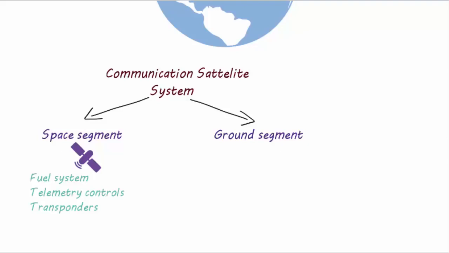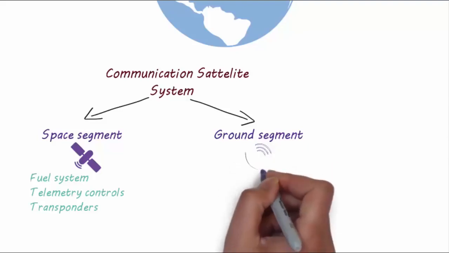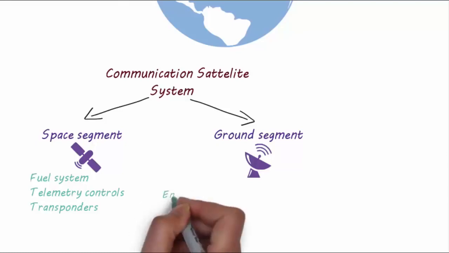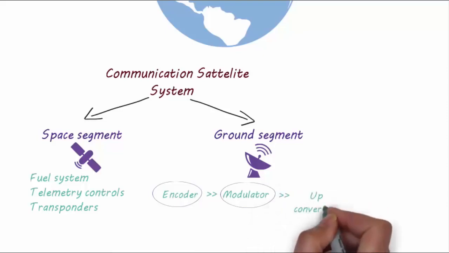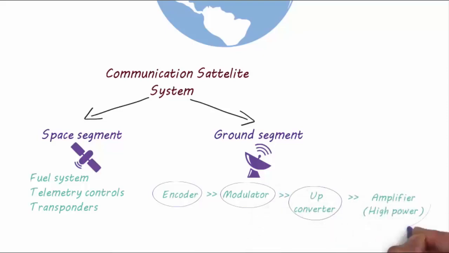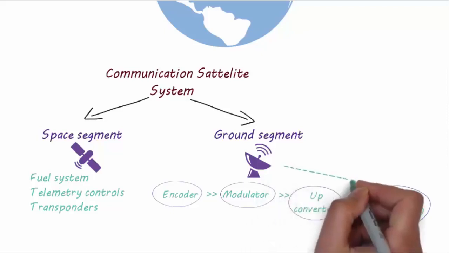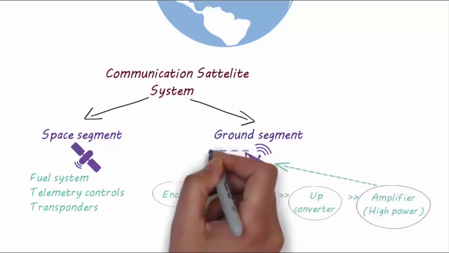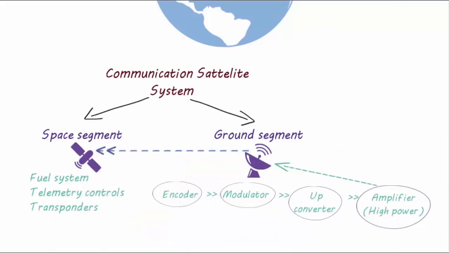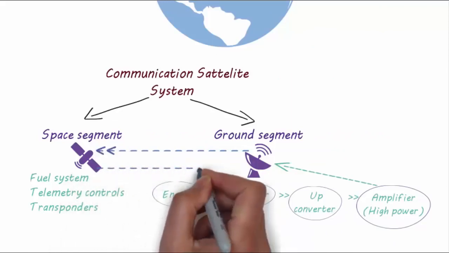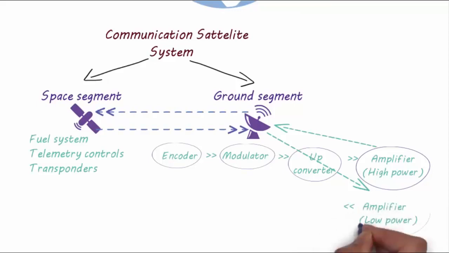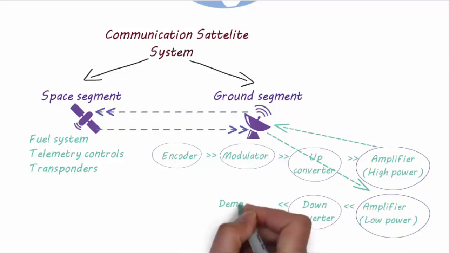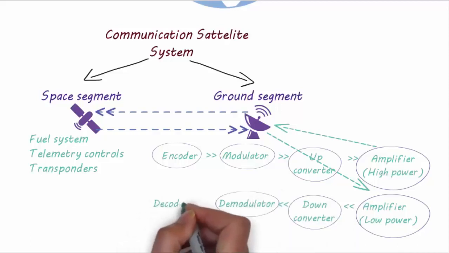The ground segment consists of earth station, where a baseband signal is first encoded and then passed through a modulator and then up converter, then amplified by a high powered amplifier, and this amplified signal is then sent to the antenna which transmits it towards the space station. Now when a space station sends back the signal, then the receiving station works in reverse direction. At first it is passed through the low power amplifier, then down converted, and then it gets demodulated and finally decoded to the baseband signal.